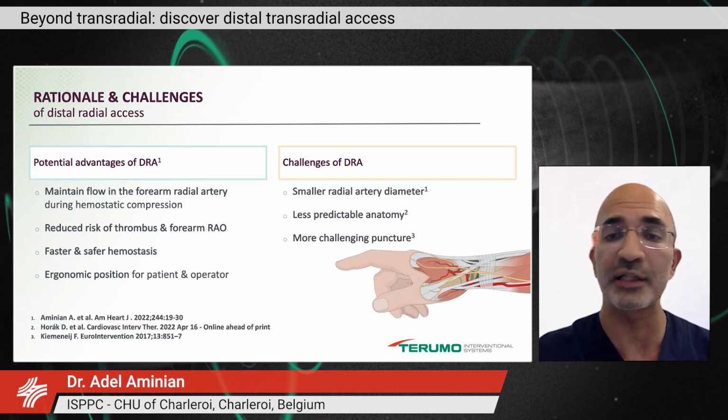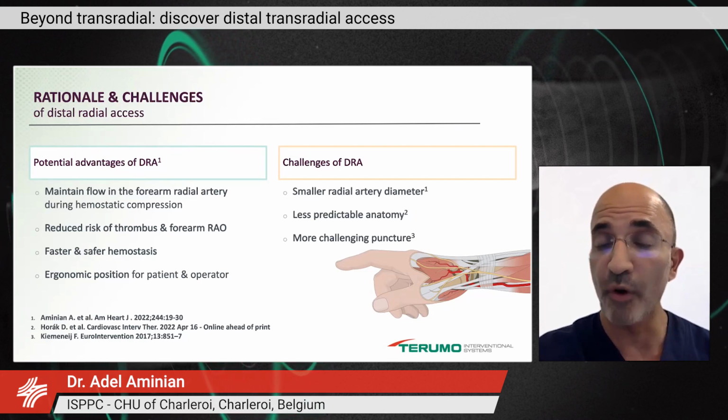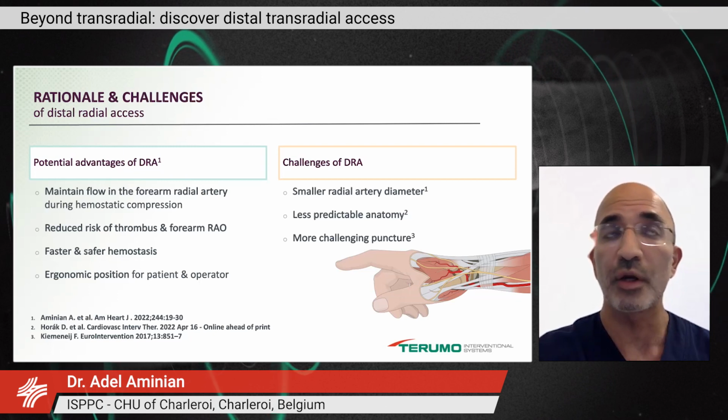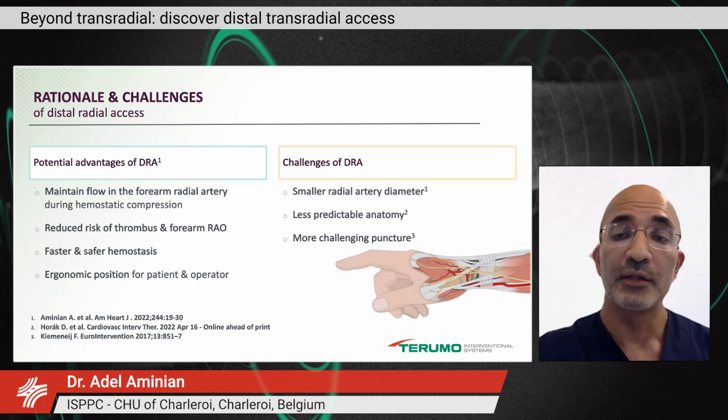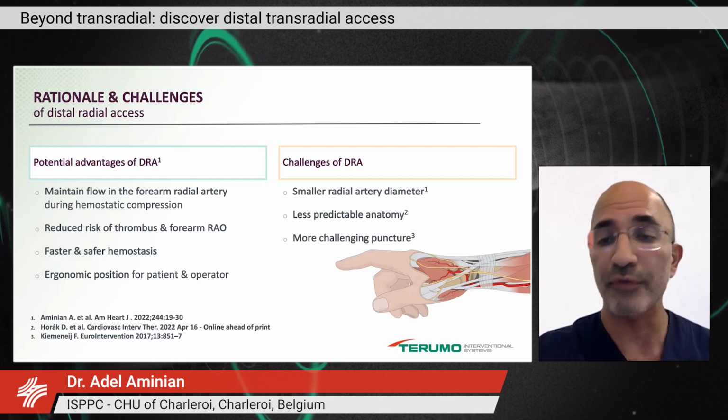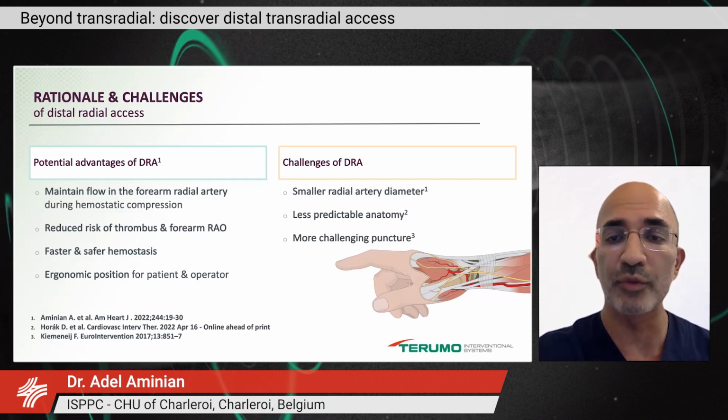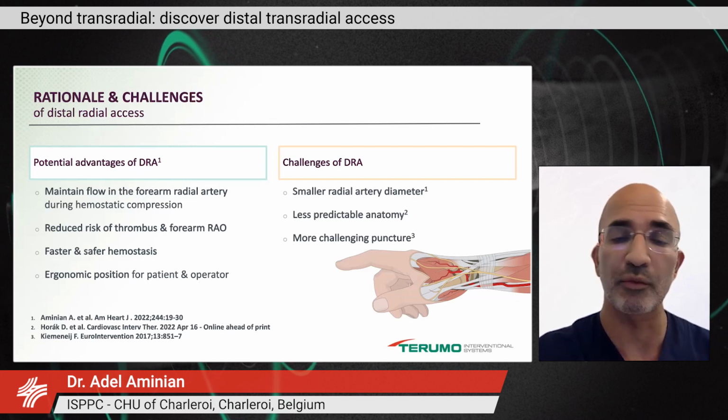But there are many challenges. One of them is, of course, the smaller size of the distal radial artery. On average, it's 1 French smaller than the forearm radial artery. And the less predictable curves of the distal radial artery make the puncture more challenging, with a high rate of failure.